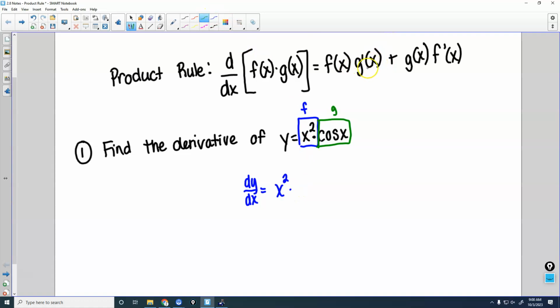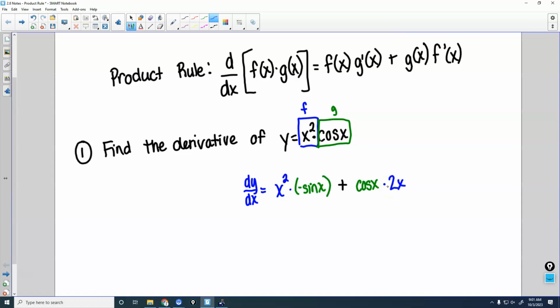What is the derivative of cosine x? Negative sine x. Let's make sure we put some parentheses so that it doesn't look like we're subtracting. Then we have a plus sign in the middle. Then we need original g of x, so that's cosine x, times derivative of f. What is our derivative of f? 2x, right here.